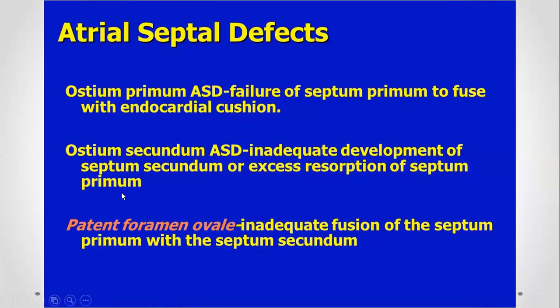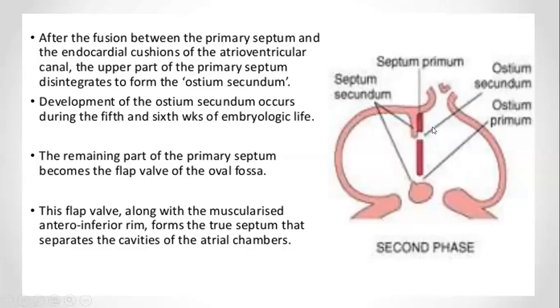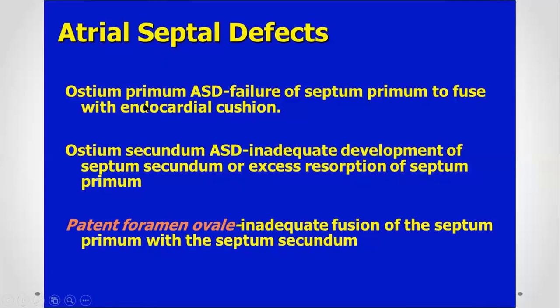So there are different types of atrial septal defect. These are called ASDs. There can be ostium primum ASD, the failure of the septum primum to fuse with the endocardial cushion. If the septum primum doesn't divide here and join with the endocardial cushion, then this cavity will remain open. So the ostium primum will remain open. Then it is called the ostium primum ASD, that is atrial septal defect.